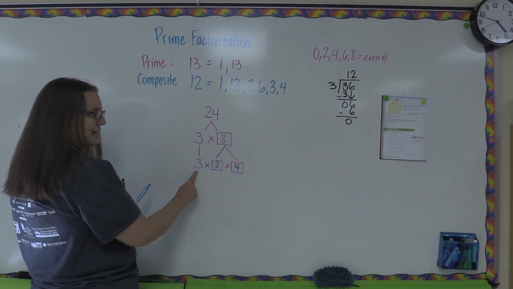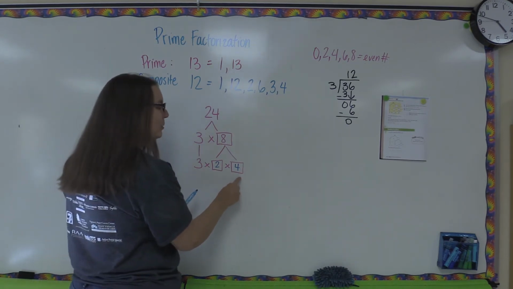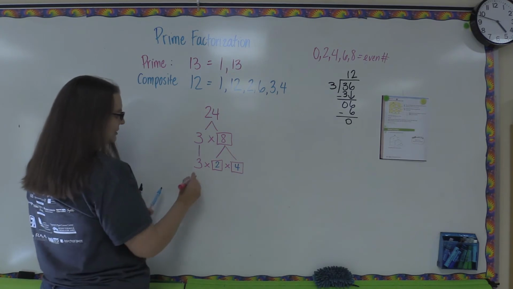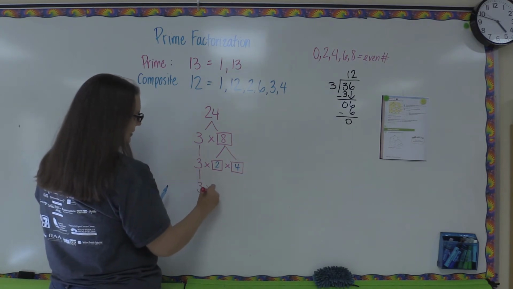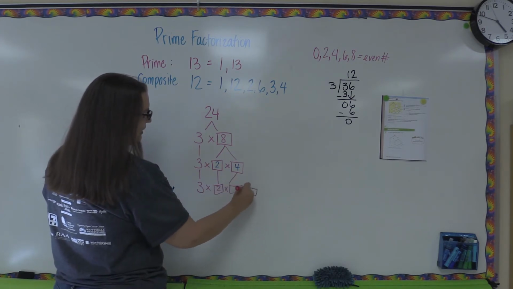Okay, our 3 is prime, our 2 is prime, our 4 is not. We got to keep going until we get down to a prime number. So let's drop these guys down again. The 3, the 2, and we need to break down this 4 into 2 new factors.